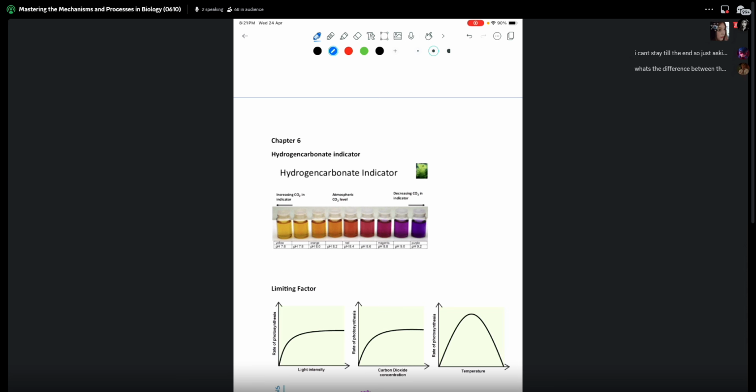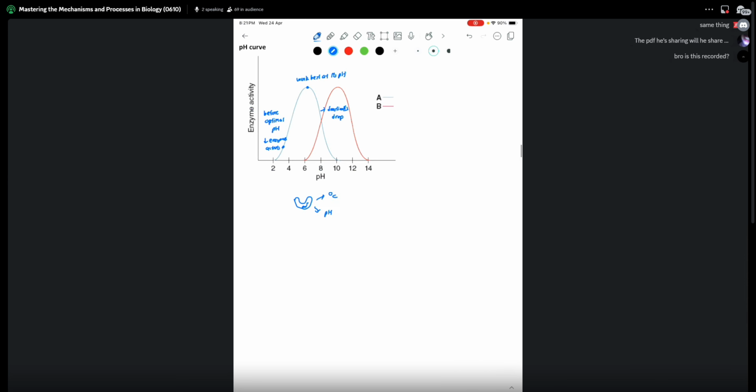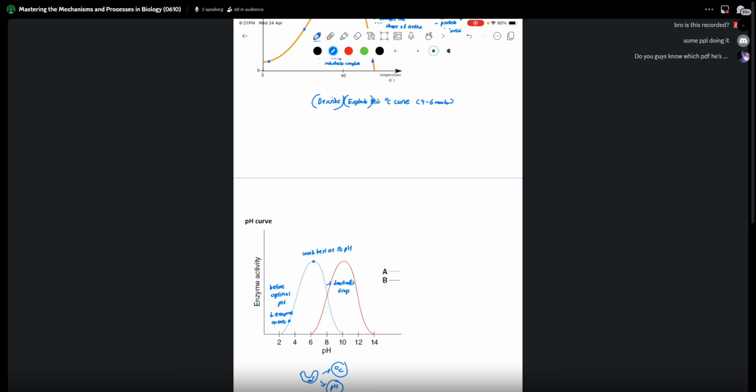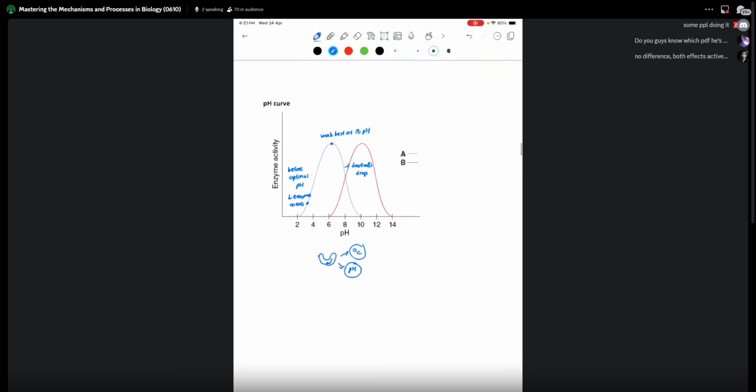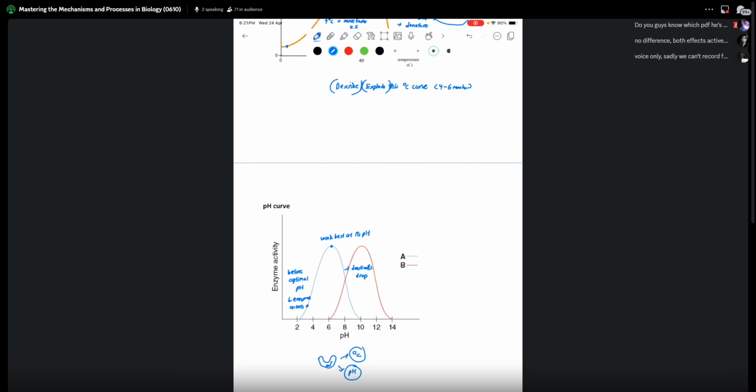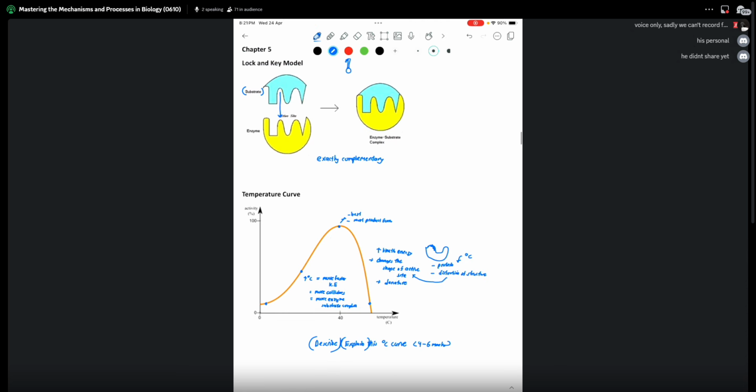What's the difference between the enzyme denaturing from temperature and from pH? There's no difference. It's the same thing. It's just that it has two factors: temperature and pH. That's why we have a temperature curve and we also have a pH curve. When the temperature and the pH exceed the optimal condition, it starts to denature. So it's still the same thing. Both will change the active site.